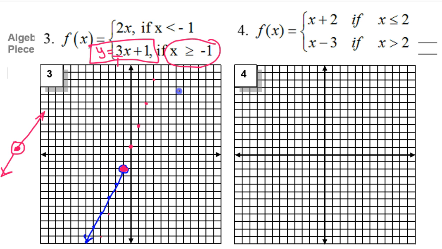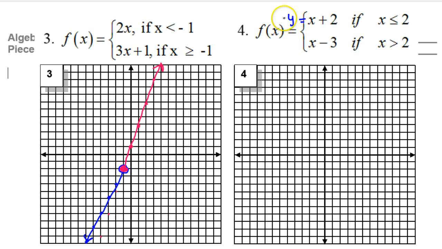Greater than negative 1 means I'm going to draw the right-hand side of this graph like this. And that is it. That's what number 3 is going to look like. All right, similarly, let's take a look at number 4.